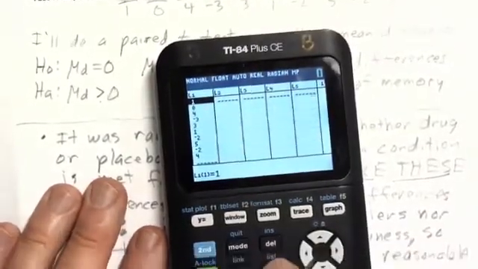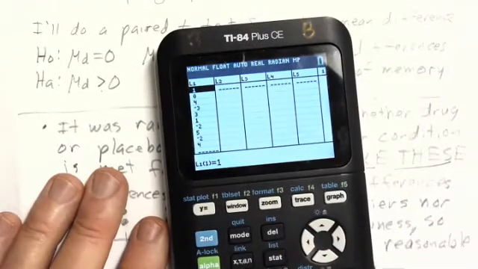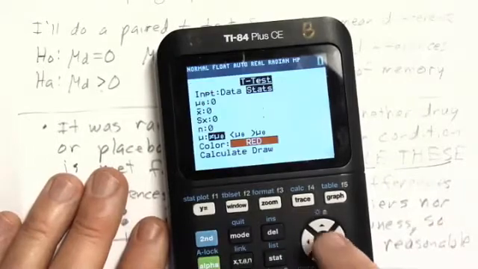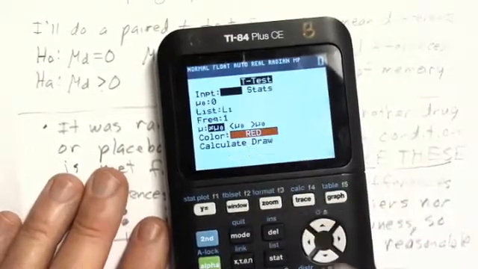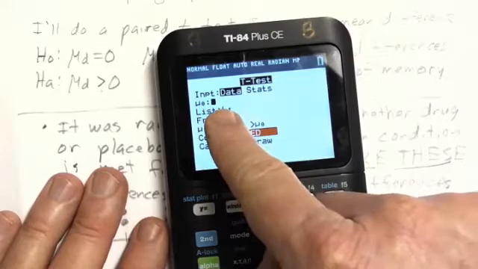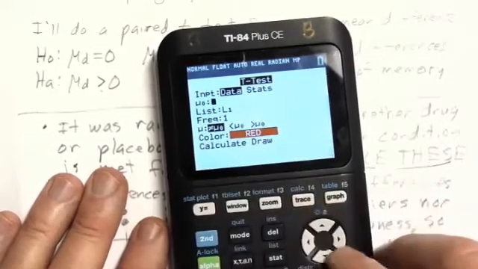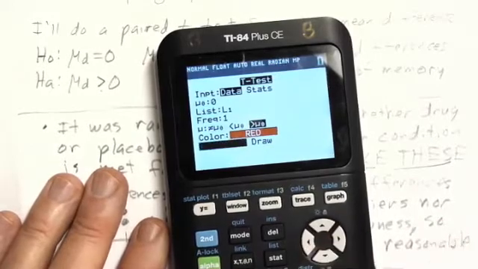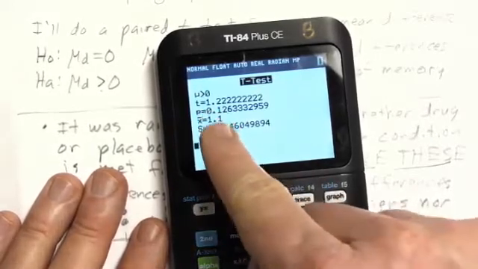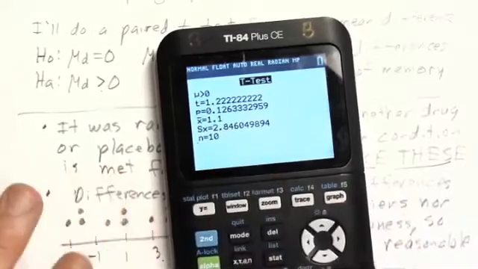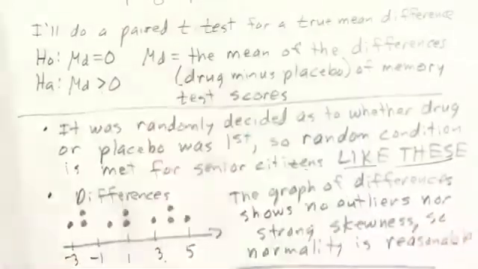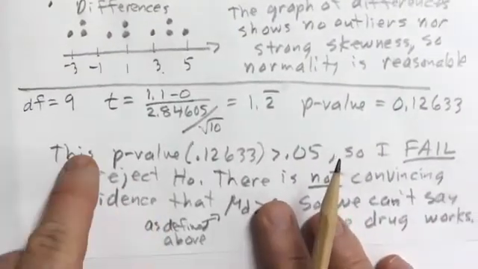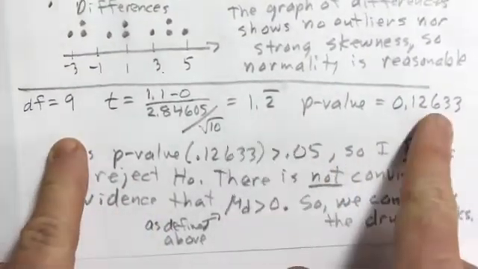We will go just like we did in section 11.1. We say stat, test, and t-test. We hit enter. In this case, we have data. It's in list 1, and our null hypothesis value is 0. List 1, frequency is 1. Our alternative is greater than. And so we go calculate. And there's our test statistic and p-value. Our degrees of freedom is sample size minus 1, so it's 9. Those are the 3 numbers.